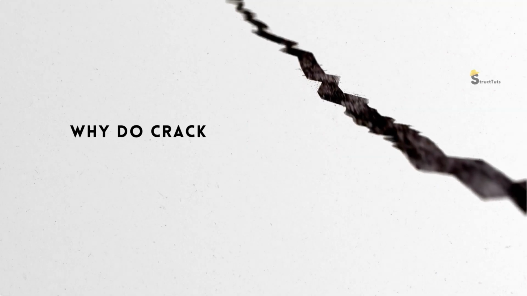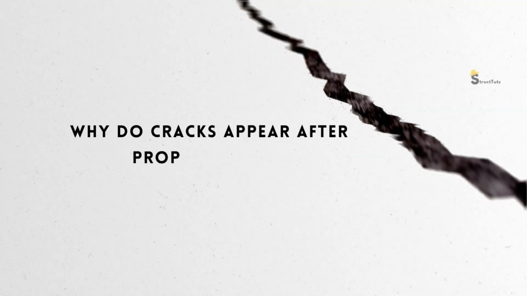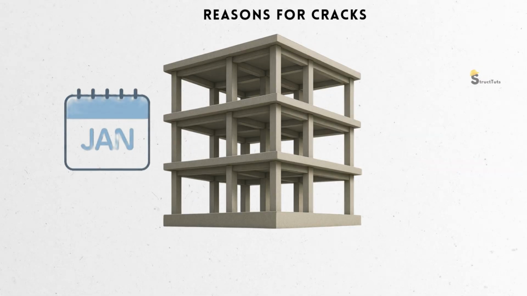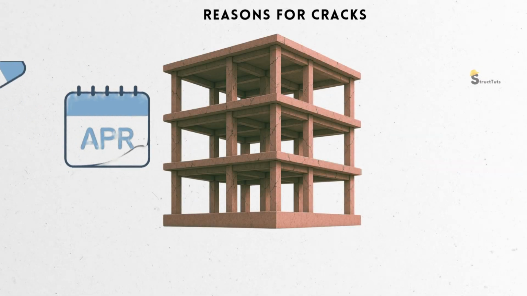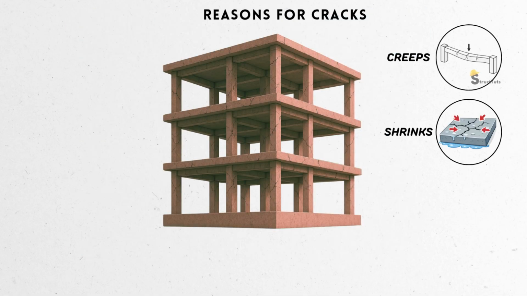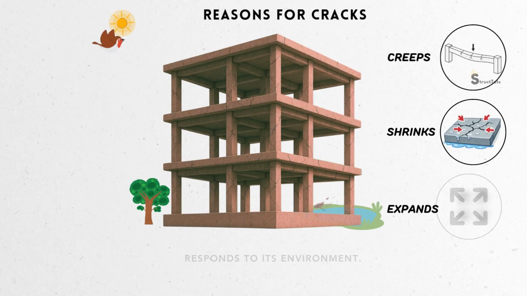So, why do cracks appear after proper design? There are several reasons for that, but we will discuss the most common ones causing this. The main point is that concrete is not perfectly elastic, not even like steel, which behaves elastically within its elastic limit. It creeps, shrinks, expands, and responds to its environment.